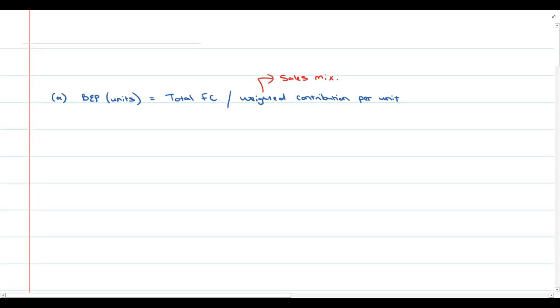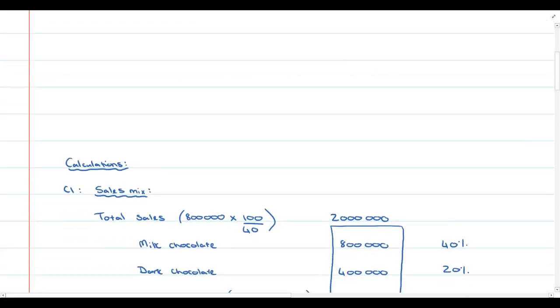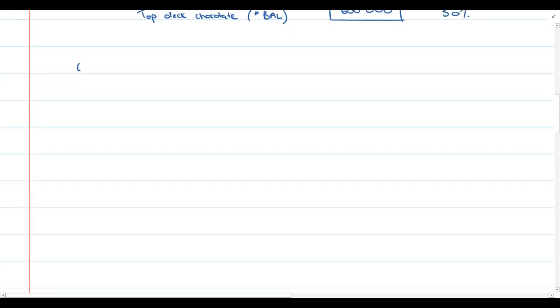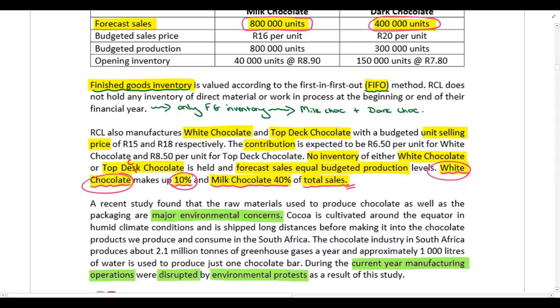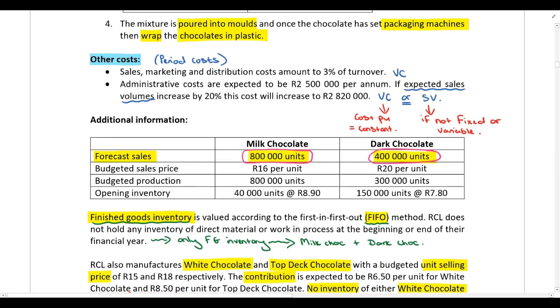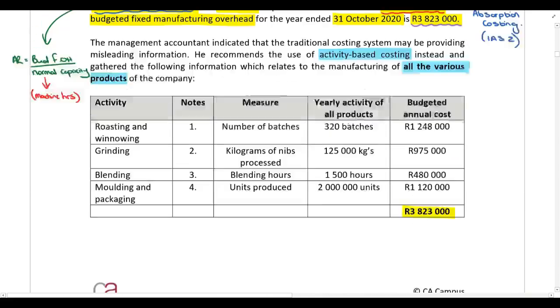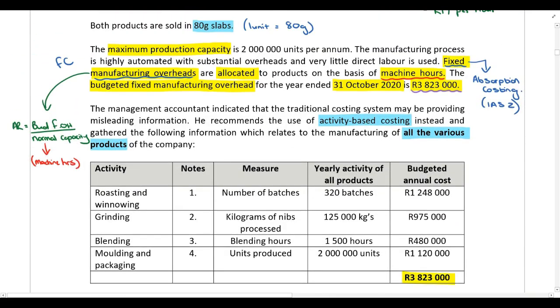Then we need to calculate total fixed costs and we need to calculate the weighted contribution per unit. So let's start with total fixed costs. So the fixed costs that we were provided with in this question, first we have the fixed manufacturing overheads. So you can just include that in your calculation directly, 3,823,000 Rand.